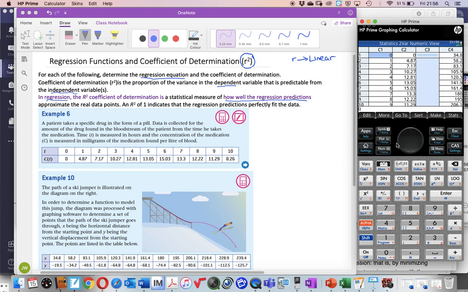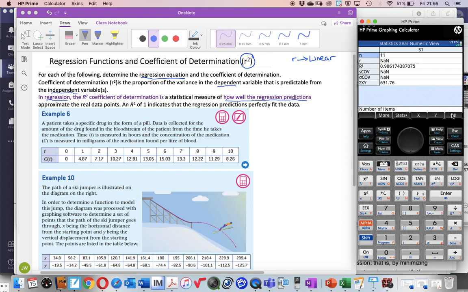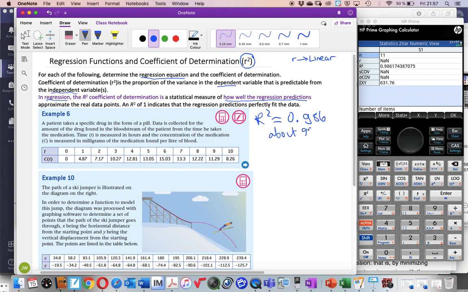And now if I go back to my data from there, that's where you want to hit the stats from. You can see that our R squared for this is 0.986. Okay, so what that means is we actually have about a 99% fit by the regression function. Okay, good. So that's it. We graphed it and we found the coefficient of determination.